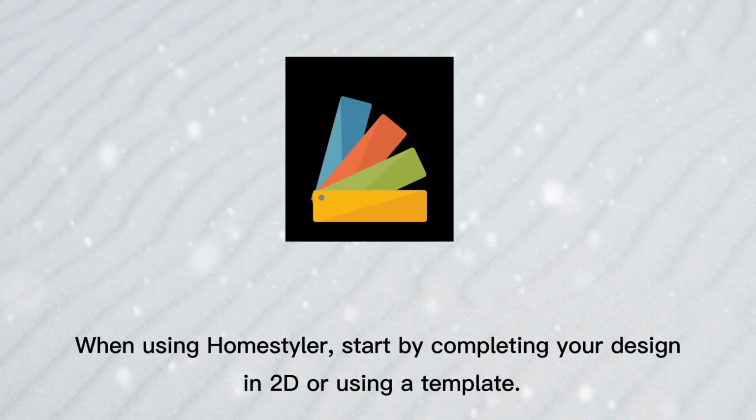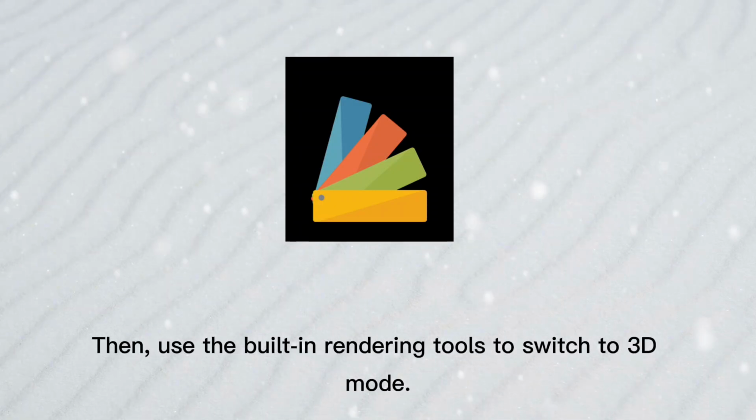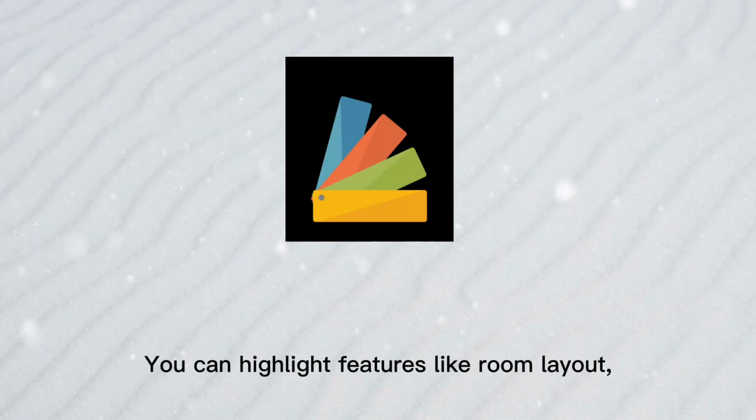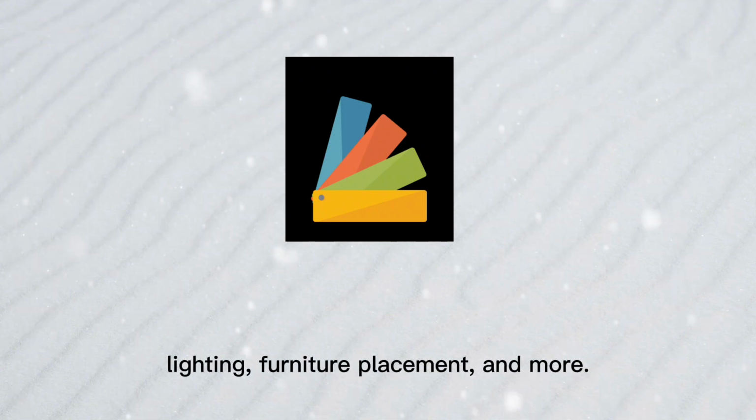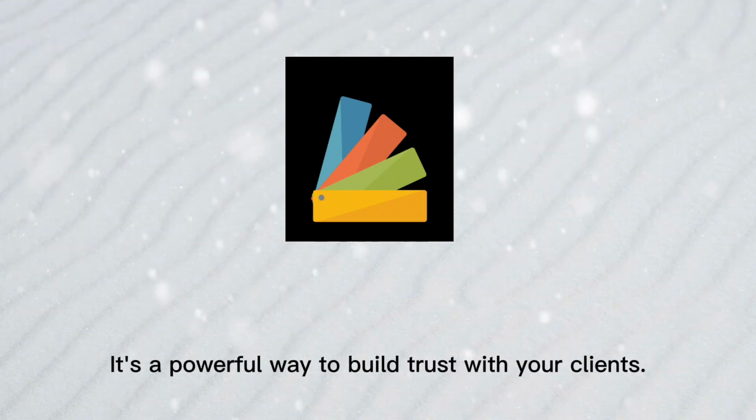When using Homestyler, start by completing your design in 2D or using a template. Then, use the built-in rendering tools to switch to 3D mode. You can highlight features like room layout, lighting, furniture placement, and more. It's a powerful way to build trust with your clients.